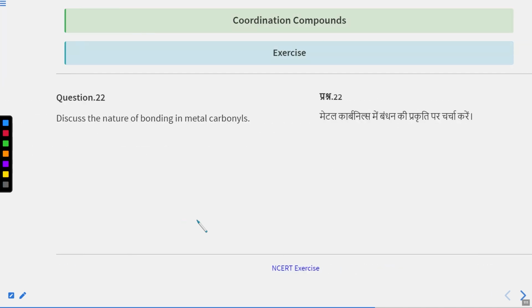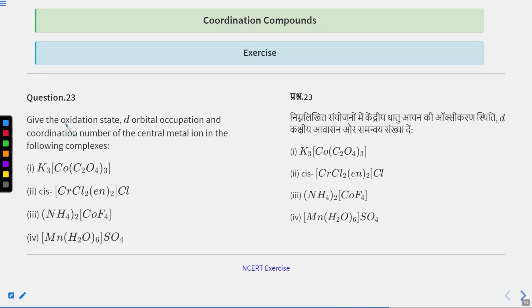Next, we have to give the oxidation state, d orbital occupation, and the coordination number of the central metal in the following complexes. So: oxidation state, d orbital occupation, and coordination number of the central metal ion in the following complexes.